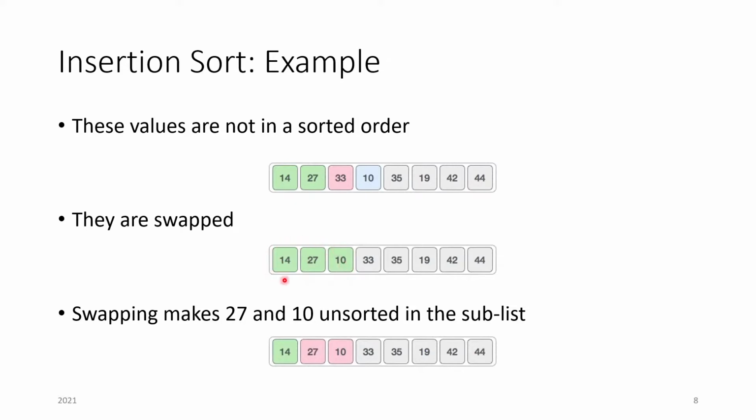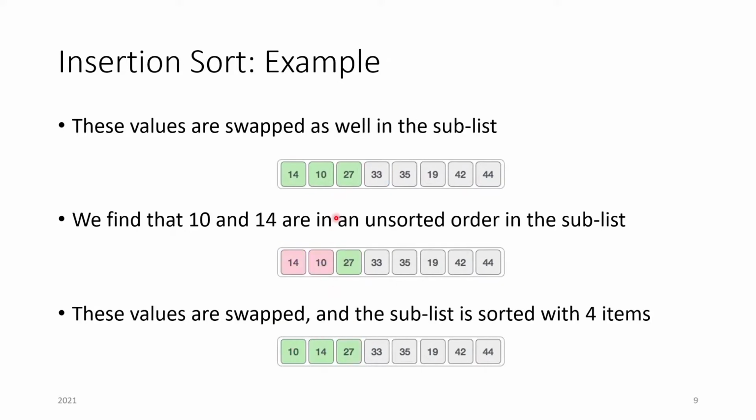It then compares the sublist, which is all green shaded, and it sees 27 and 10 are not in order, so it does the swap in the sublist. So it goes 14, 10, 27, and it compares the next two values in the sublist, and it sees they're not in order, so it swaps these two, and it goes 10, 14, 27. It then compares again, and it sees that our sublist is in order, so we can then go on to the next two values in the remainder of our array.